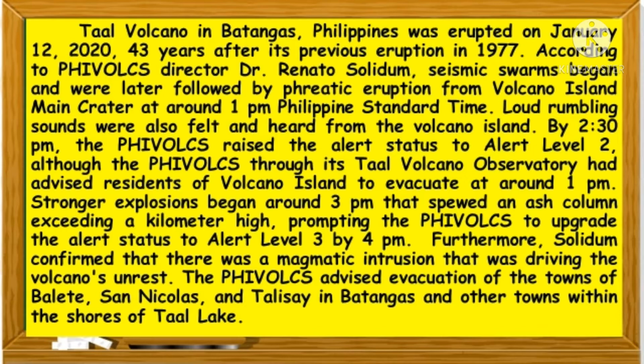By 2:30 p.m., PHIVOLCS raised the alert status to alert level 2. Although PHIVOLCS through its Taal Volcano Observatory had advised residents of Volcano Island to evacuate at around 1 p.m., stronger explosions began around 3 p.m. that spewed an ash column exceeding a kilometer high, prompting PHIVOLCS to upgrade the alert status to alert level 3 by 4 p.m. Furthermore, Solidum confirmed that there was a magmatic intrusion that was driving the volcano's unrest.